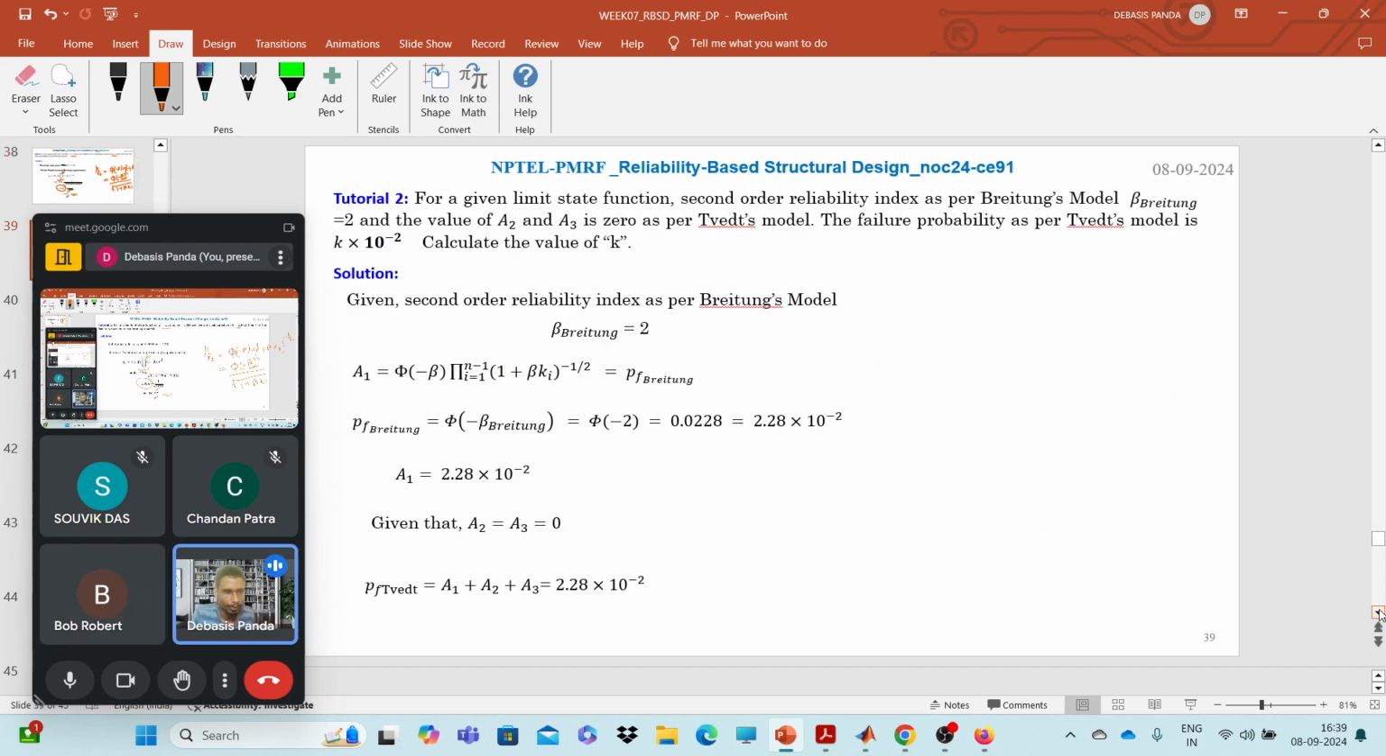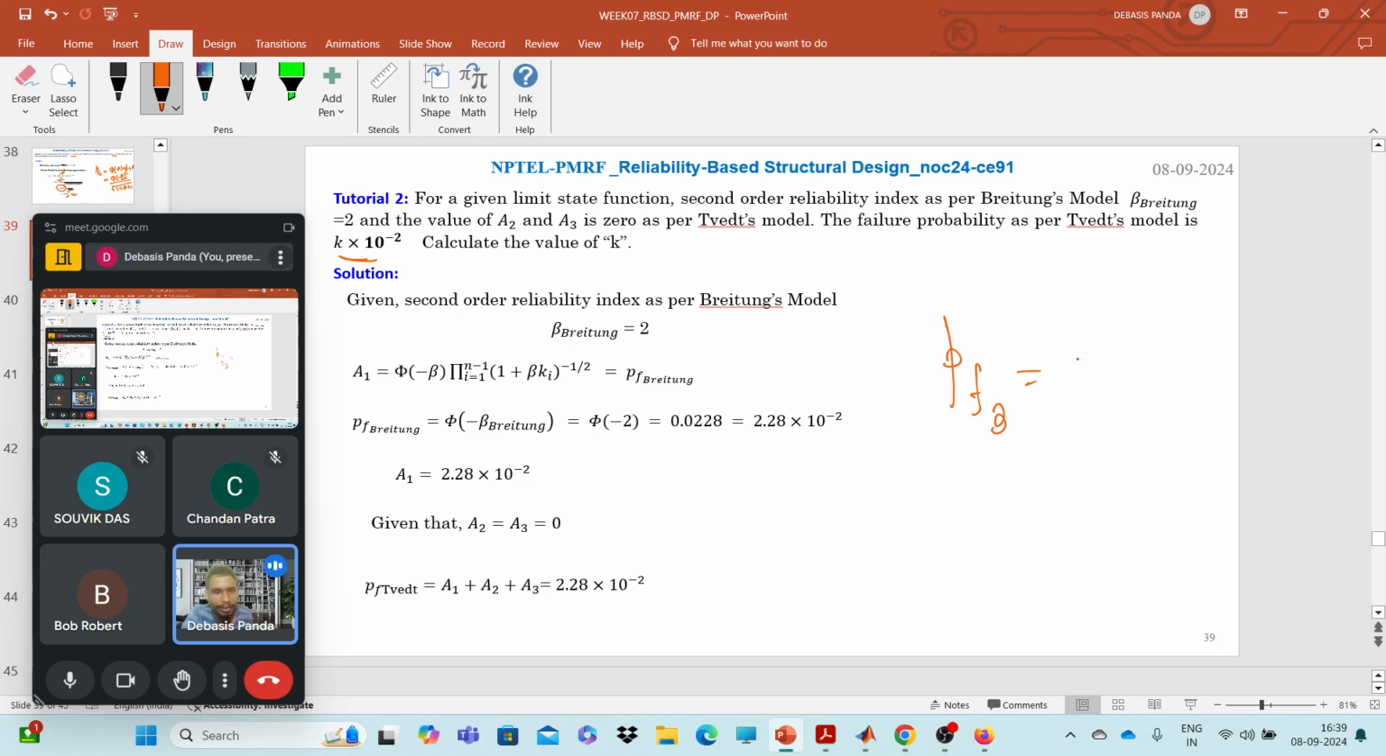Now move to the second question. What this question says: for a given limit state function, the second order reliability index as per the Breitung model, beta Breitung, is equal to 2. The values of A1 and A2 are 0. As per the Wei model, the failure probability is k multiplied by 10 to the power minus 2. Calculate the k value. It's a very simple question. What is the probability of failure using the Wei model?